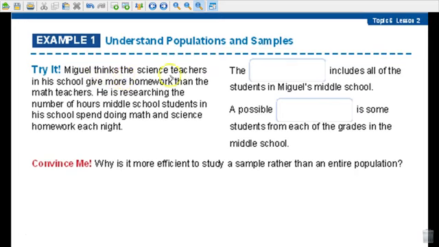Miguel thinks the science teachers in his school give more homework than the math teachers. He is researching the number of hours middle school students in his school spend doing math and science homework each night. So the blank includes all of the students in Miguel's school. So all of the students in Miguel's school would be the population. Good.